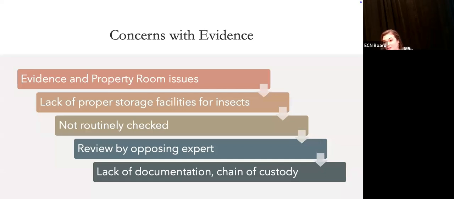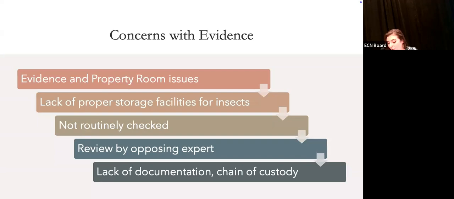So I have been in several evidence and property rooms for all different agencies across the country, and I've seen the state of how they're maintaining their evidence. They do not have proper storage for our insect evidence. They are not routinely checking on evidence until it's ready to go to trial. If there was an opposing expert that needed to review this insect evidence, that can be a challenge. And sometimes there's a lack of documentation and chain of custody.